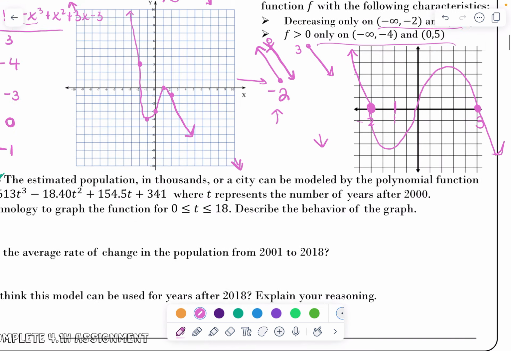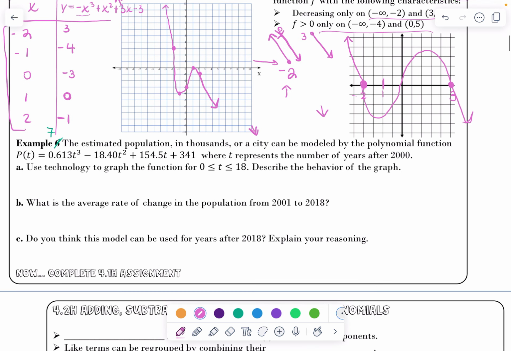Okay, moving on to the final one. It's our word problem, example 7. And I know I made a typo, so change out 6 to 7.